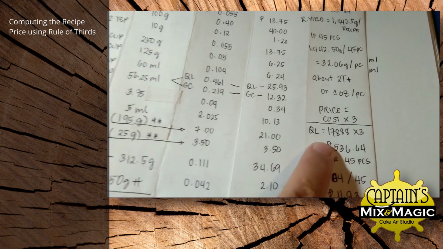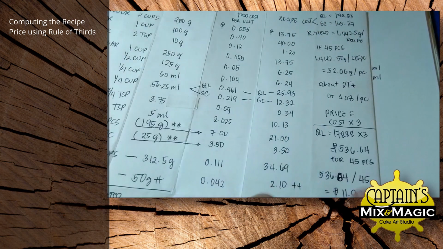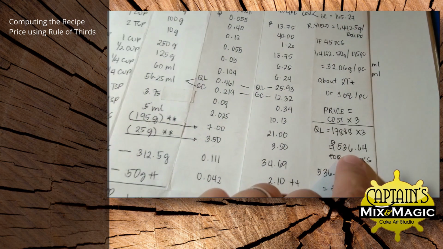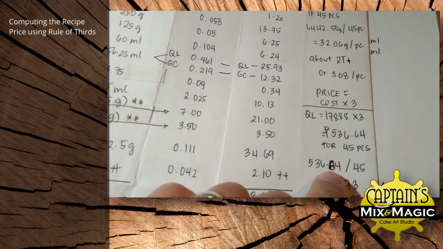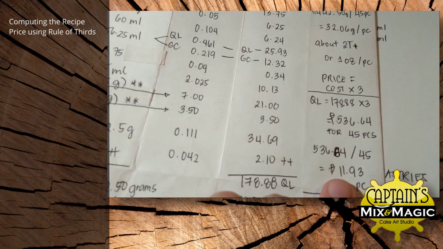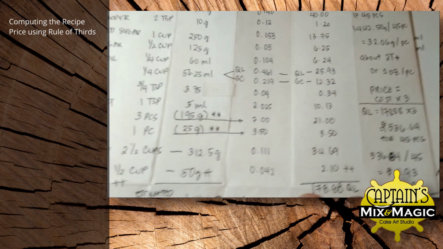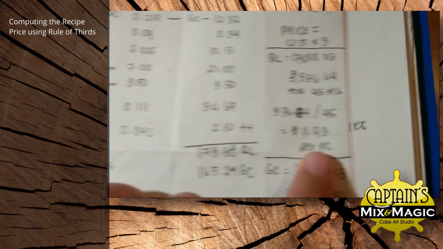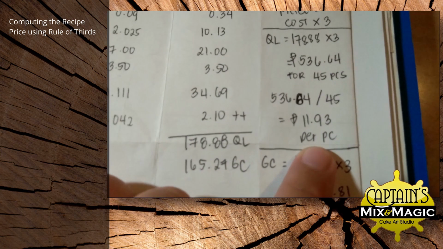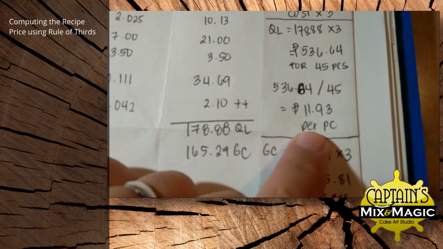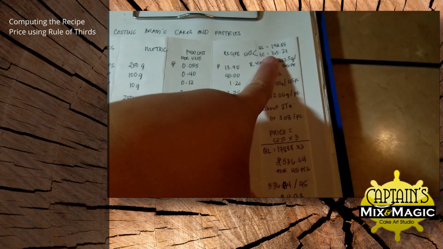If the price is equal to cost times 3, yung butter recipe natin that's worth 178.88 times 3, the price of the whole recipe is 536.64. You divide it by 45 pieces and that gives you 11.93 per piece. So, ito yung minimum amount of price na pwede mo siyang ibenta. And that is using the butter.